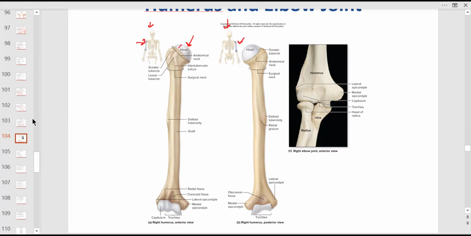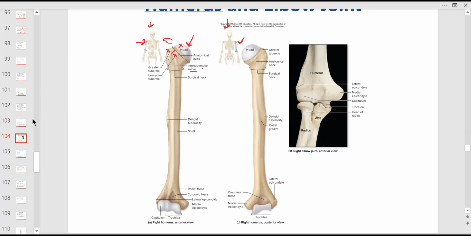So know the head. The greater tubercle of the humerus is always bigger and lateral. So you could feel that too. It's right below the acromion. Acromion process is back here. The lesser tubercle is anterior, and it's a little smaller. And there's a sulcus between those two, and that's what inter means, intertubercular sulcus.